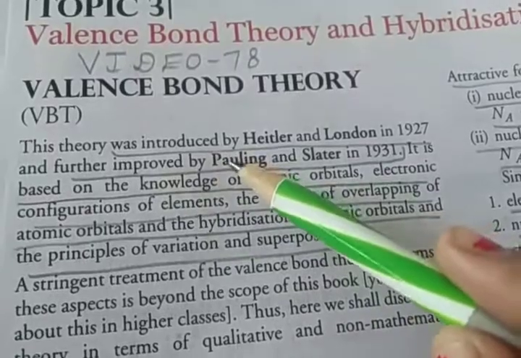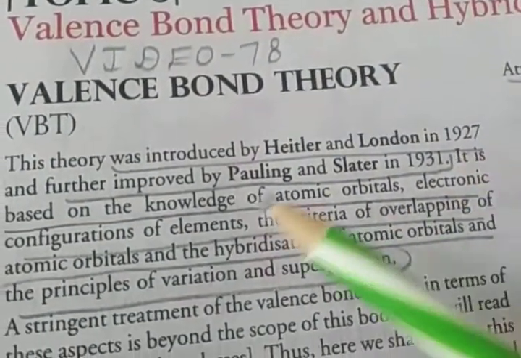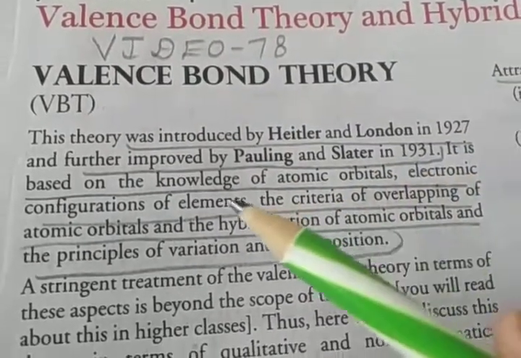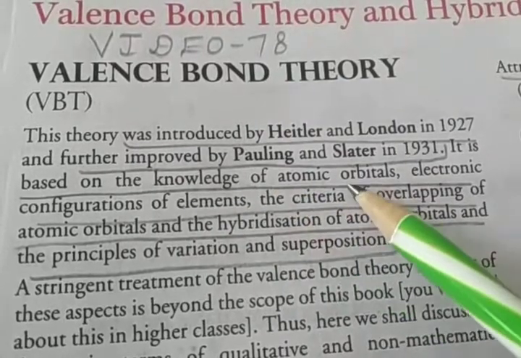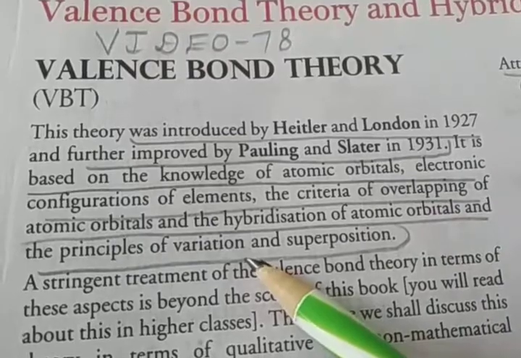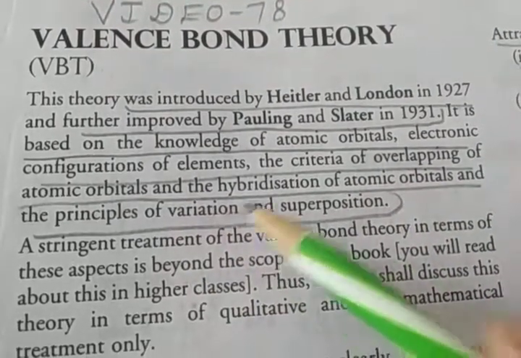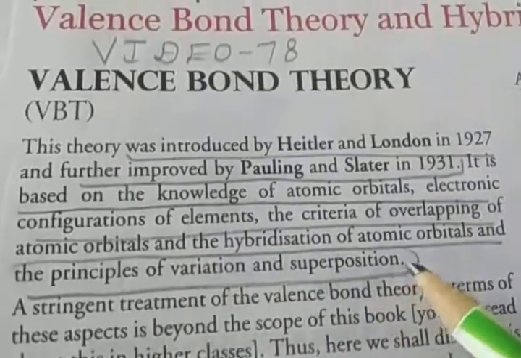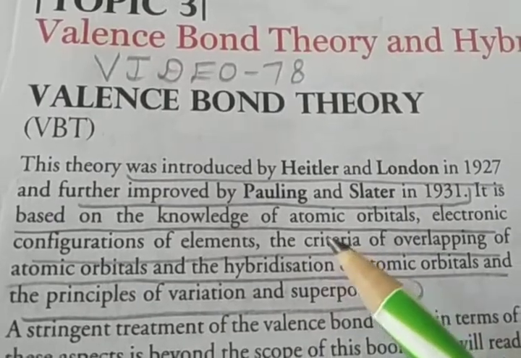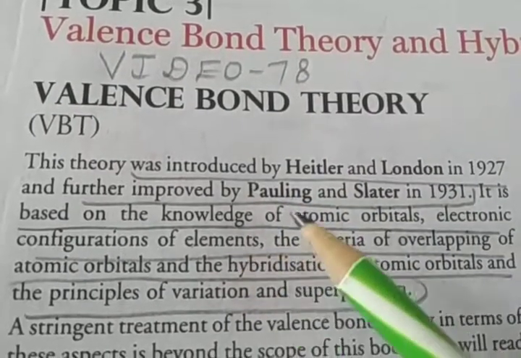This theory was introduced by Heitler and London in 1927 but further improved by Pauling and Slater in 1931. It is based on the knowledge of atomic orbitals, electronic configuration, criteria of the overlapping of atomic orbitals, hybridization of atomic orbitals, and the principle of variation and superposition. So these are the topics on which VBT is based.